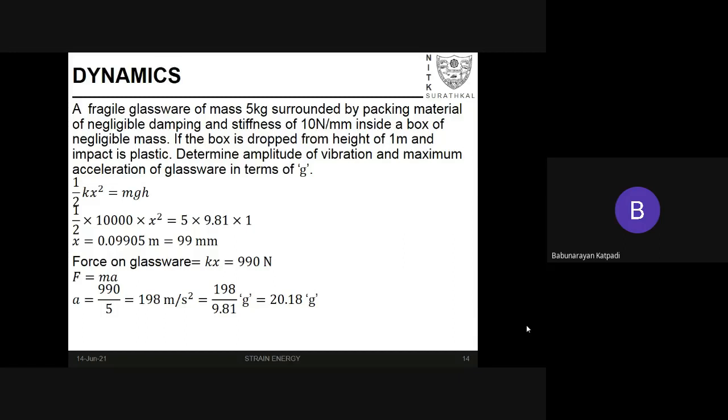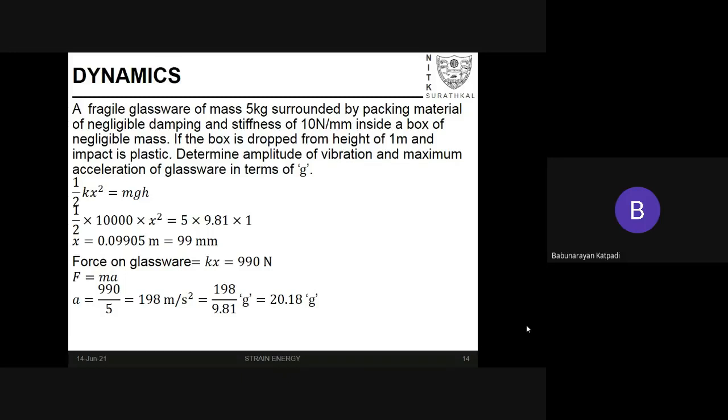Let us say the box is dropped from a height of 1 meter and the impact is plastic. What impact is plastic means is that the coefficient of restitution is zero. This whole energy transfer takes place. Determine the maximum amplitude of vibration, and the maximum acceleration of the glassware in terms of g, in terms of acceleration due to gravity. It's a question.